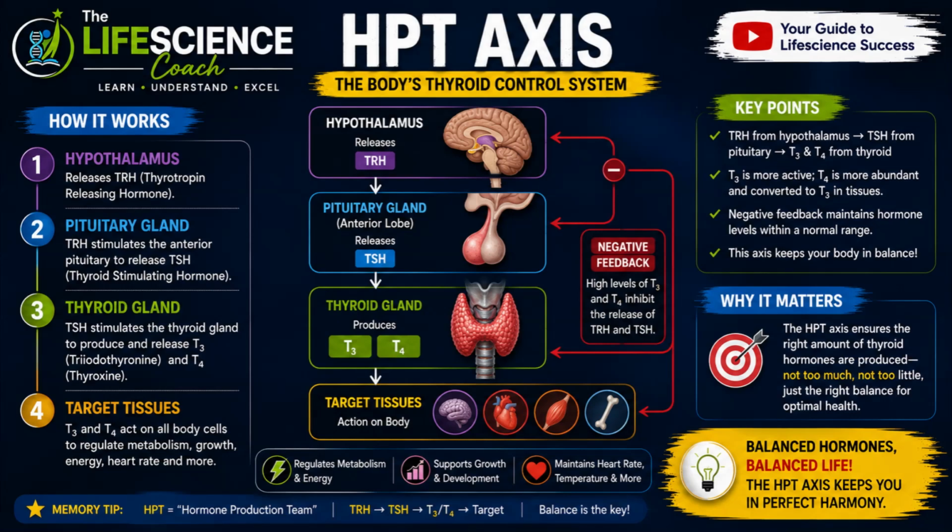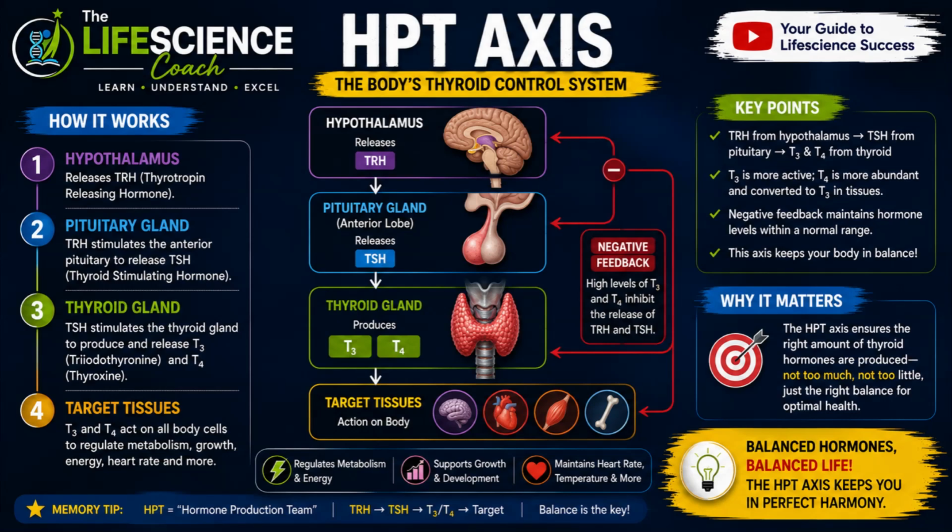TSH enters the bloodstream and reaches the thyroid gland, where it stimulates the synthesis and release of T3 and T4 hormones. These thyroid hormones then act on various target tissues throughout the body, regulating metabolism, growth, energy production, body temperature, and heart rate. An important feature of this system is negative feedback regulation. When blood levels of T3 and T4 become sufficiently high, they signal the hypothalamus and pituitary gland to reduce the release of TRH and TSH.